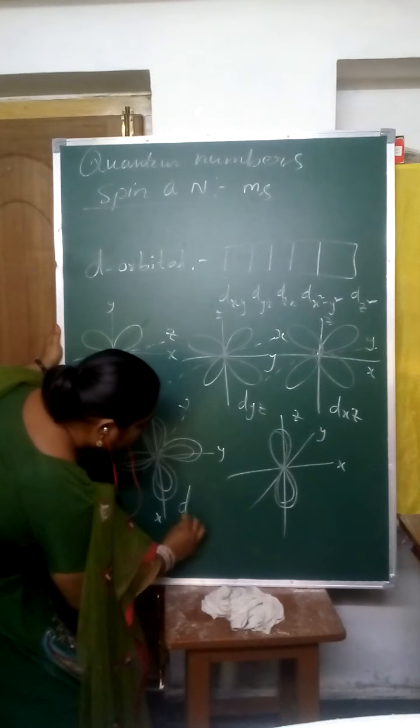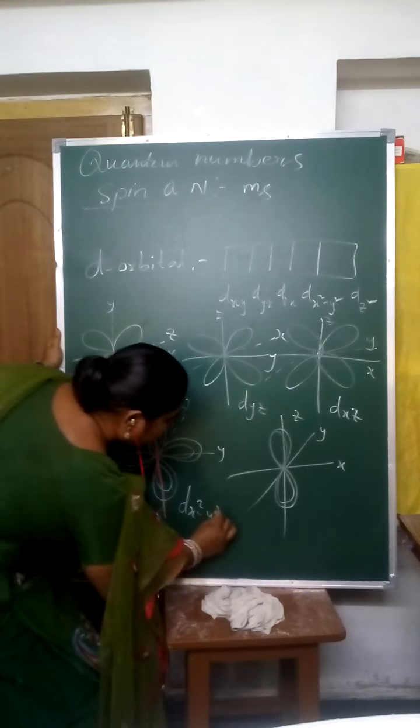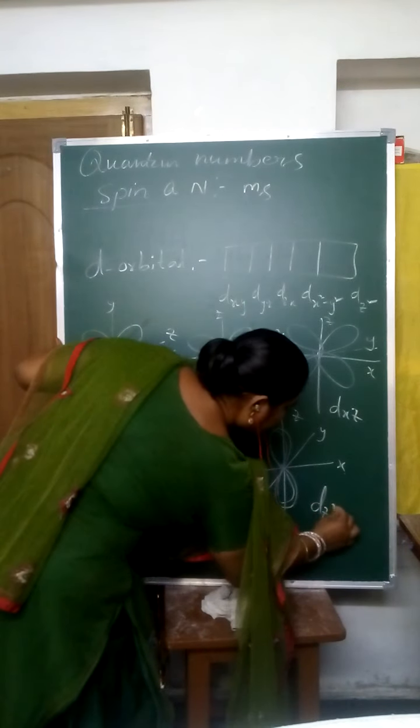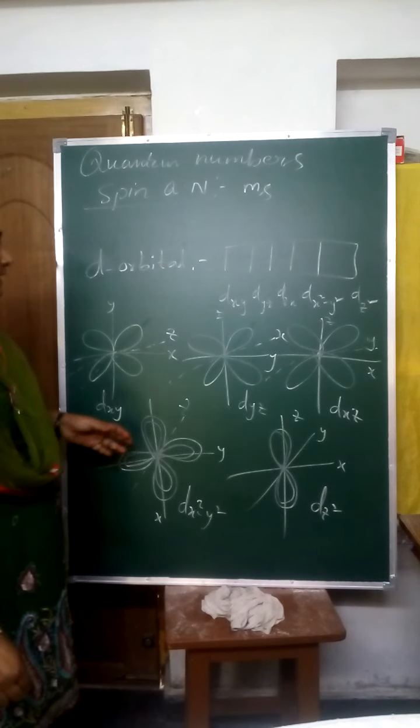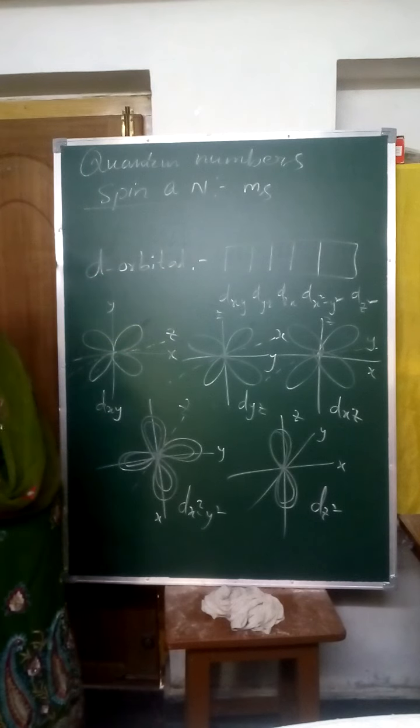This is dx square minus y square. This is the z square. These are some simple methods to draw the d orbitals. Thank you.